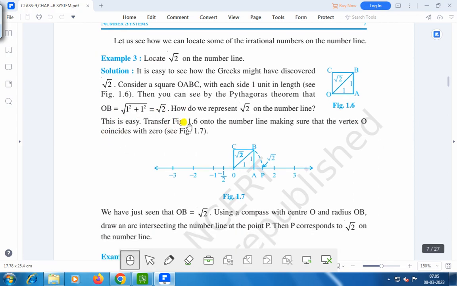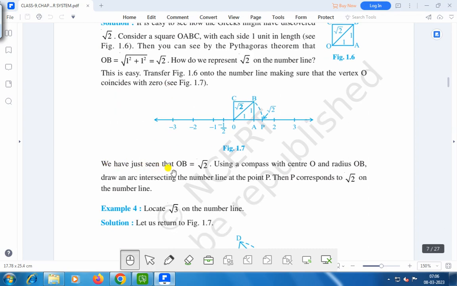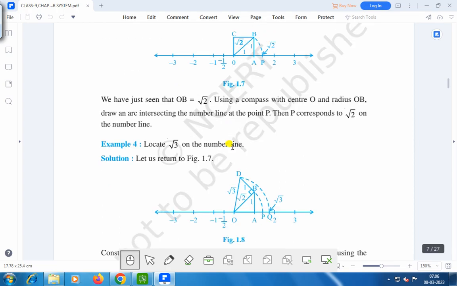This is easy. Transfer figure 1.6 onto the number line, making sure that the vertex O coincides with 0. We have just seen that OB is equal to root 2. Using a compass with center O and radius OB, draw an arc intersecting the number line at the point P. Then P corresponds to root 2 on the number line, right?